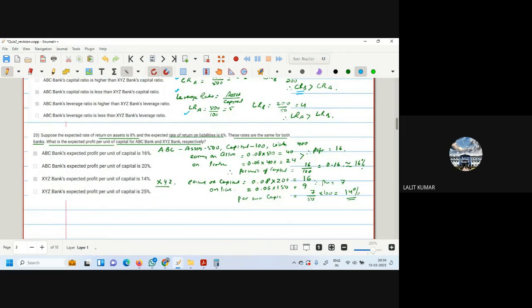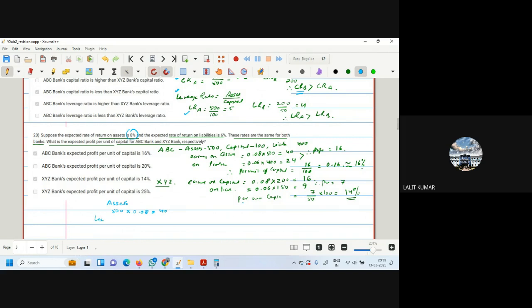Then question number 20, suppose the expected rate of return on assets is 8% and the expected rate of return on liabilities is 6%. These rates are the same for both banks. What is the expected profit per unit of capital? So what we have to do is find the return on assets. For A, assets are 500, so he will get 500 into 0.08, which is equal to 40.